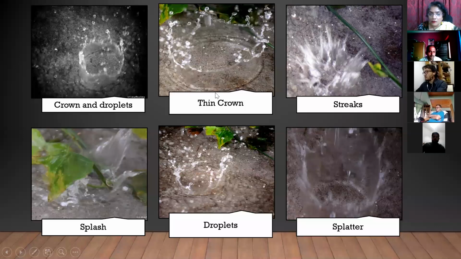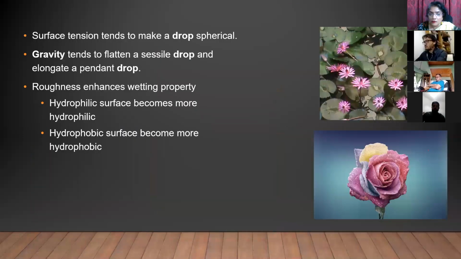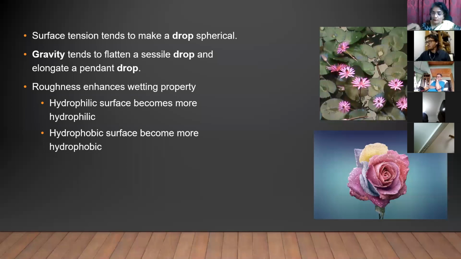So the surface tension property of a drop tends to make the drop spherical, whereas gravity tries to make a sessile drop, that is a drop on a surface, flatter, or it will elongate a pendant drop. So gravity has this effect that if gravity is acting on a large drop on a surface, it will make the drop flatter, or it will elongate the drop if it is a pendant drop.